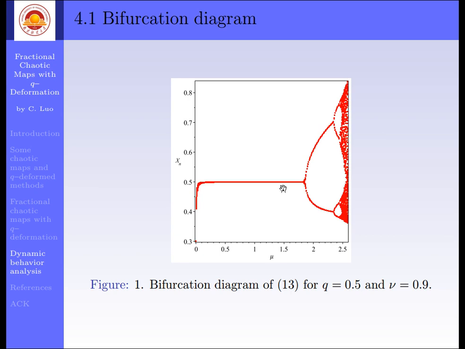For dynamic behavior analysis, we first obtain the bifurcation diagram of the deformed logistic map. Using the numerical formula 13, we set the step size of mu as 0.005, and the bifurcation diagram is plotted in Figure 1. We can see that with the change of the parameter mu, the deformed map experiences stable, bifurcation and chaotic states.